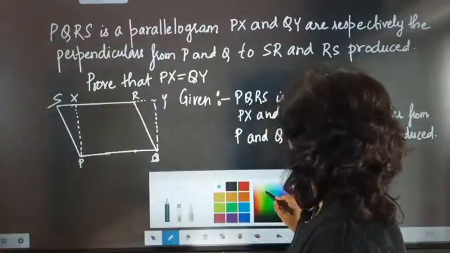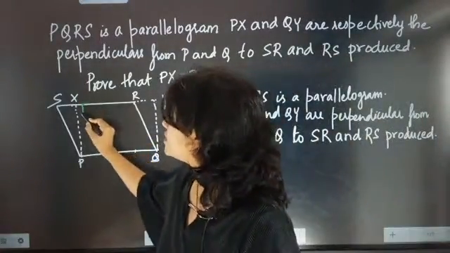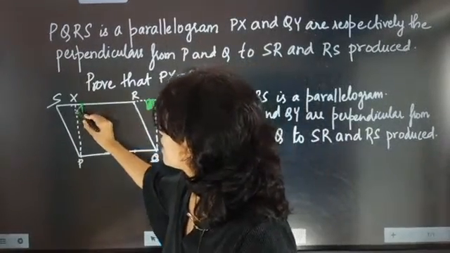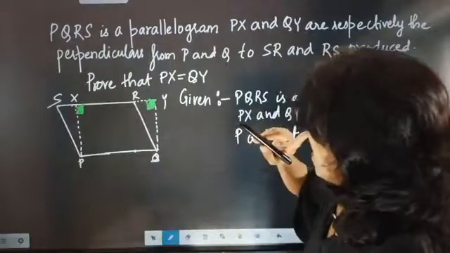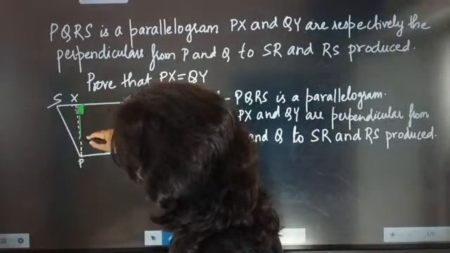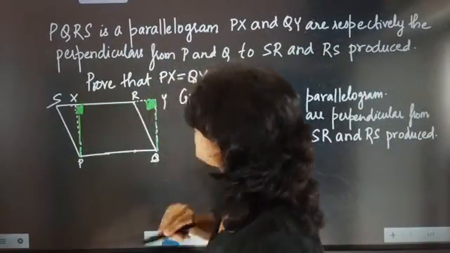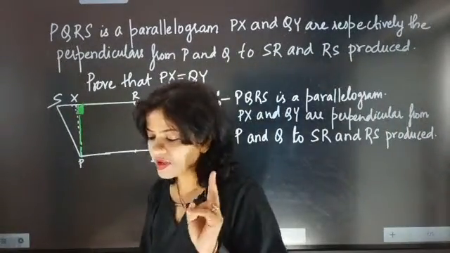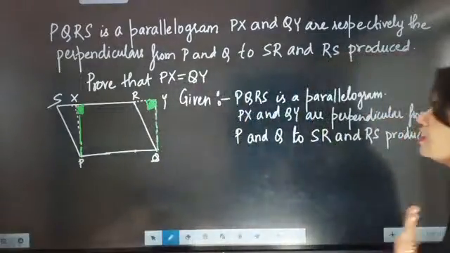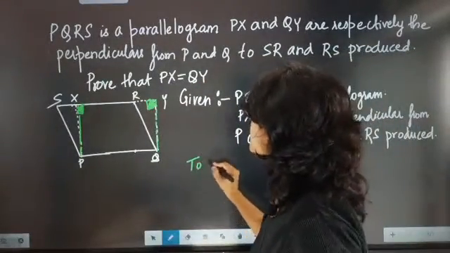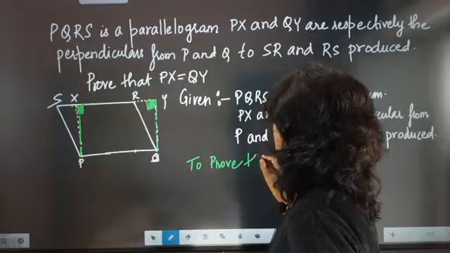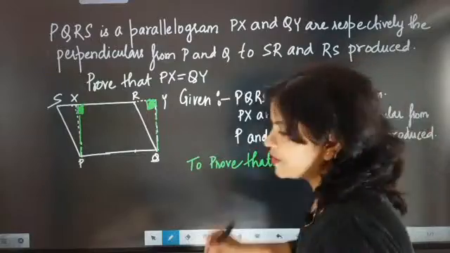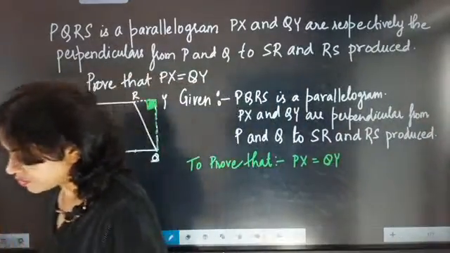Now after writing the given section, we say that this is coming as 90 degree and this is coming as 90 degree. We have to prove this is equal to this. Only one small work is there and you will be able to solve the question. First we will write: to prove that PX equal to QY.